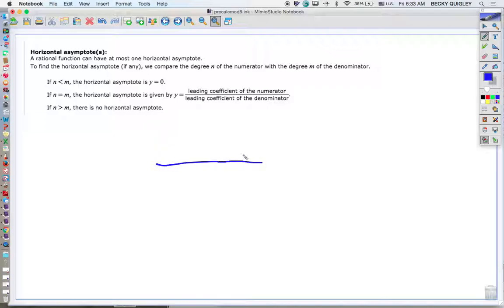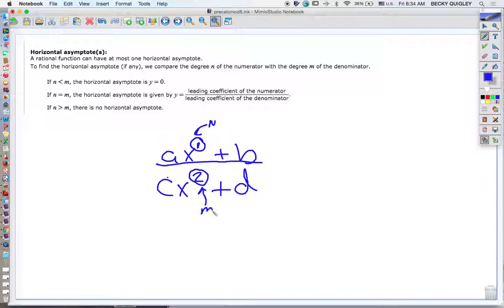So if we have, let's just say, ax plus b over, let's just say this is cx squared plus d. When you are looking for horizontal asymptotes, you are comparing the lead exponents in your numerator and your denominator. I didn't have one written in, so it's assumed to be a 1. So these are the values that we are comparing. In this particular example, N represents the top numerator, and M represents the denominator.